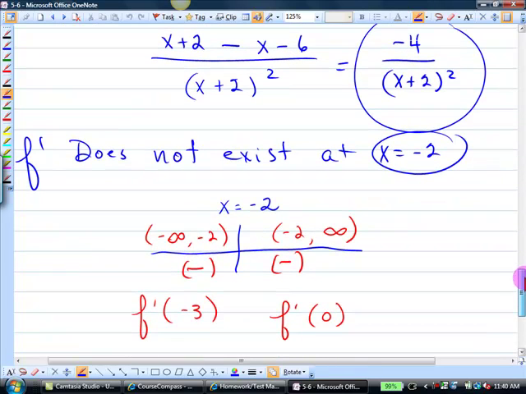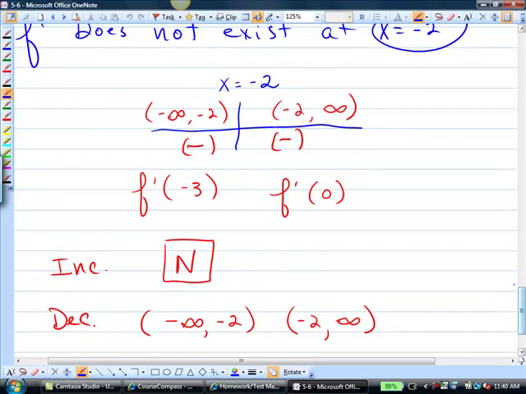Now, we've been used to having them alternate and have some of each. Look what happens. I tested -3 and I tested 0. I got negative and negative. That means this function is decreasing all the time. So for increasing in MATLAB, if it's not increasing at all, you're going to put an N. It's going to tell you that, but just a heads up. So put in an N because it's never increasing. And it's decreasing, instead of saying everywhere, they want you to do this, because it doesn't exist at -2. Does that make sense?